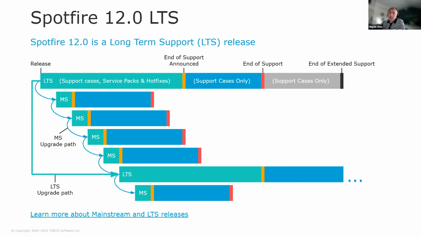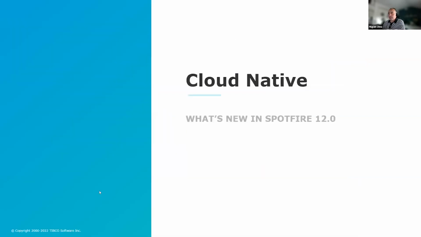We also have mainstream releases, which are more frequent, typically every 1 or 2 months. And mainstream releases were introduced to accelerate the availability of new features for customers that want to always access the latest improvements and enhancements as quickly as possible. Well, let's start with what's new in the cloud native theme.